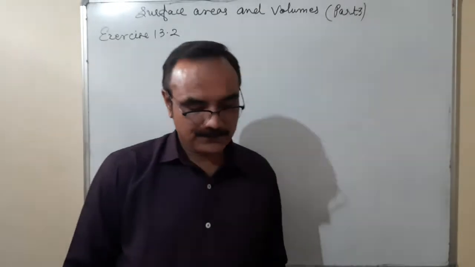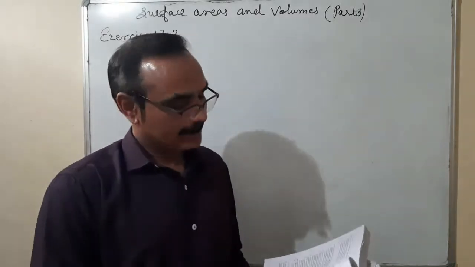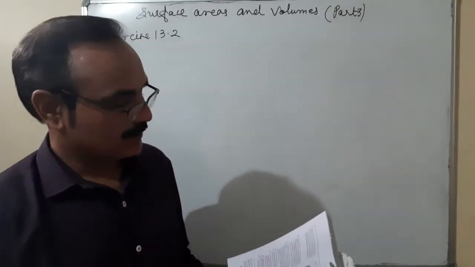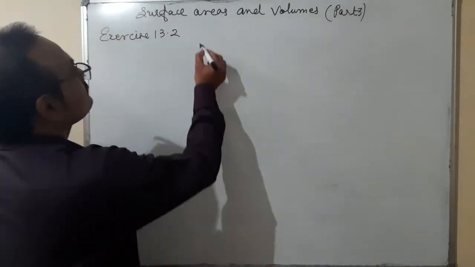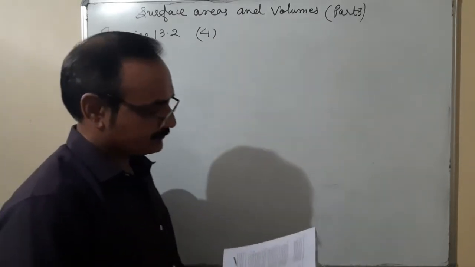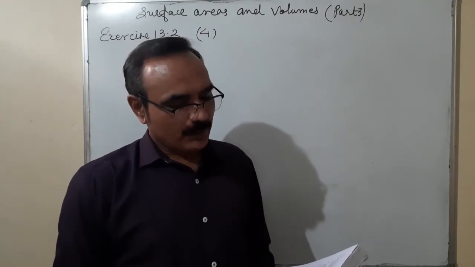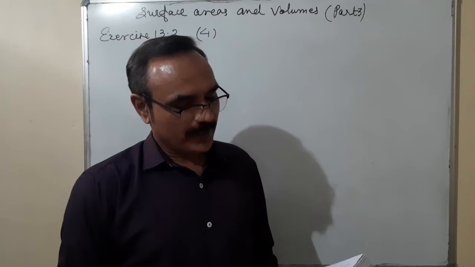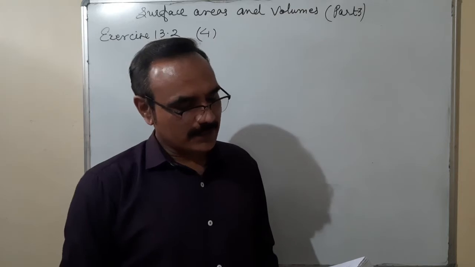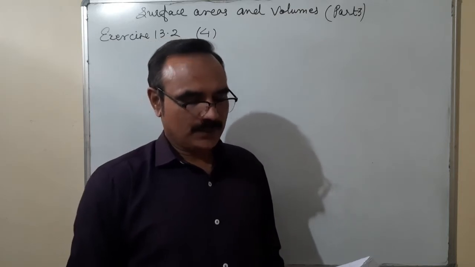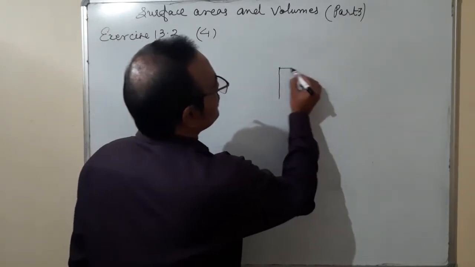After this question number 3, I am taking question number 4. What is it? A pen stand made of wood is in the shape of a cuboid with 4 conical depressions to hold pens. The dimensions of the cuboid are 15 centimeter by 10 centimeter by 3.5 centimeters. Cuboidal shape.